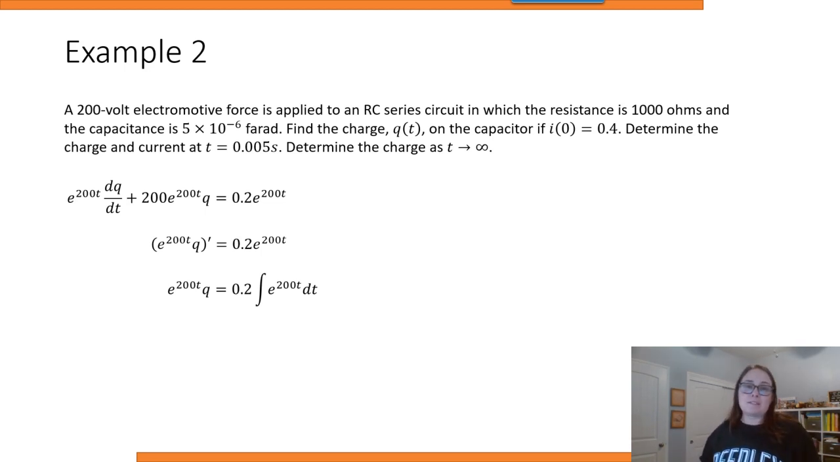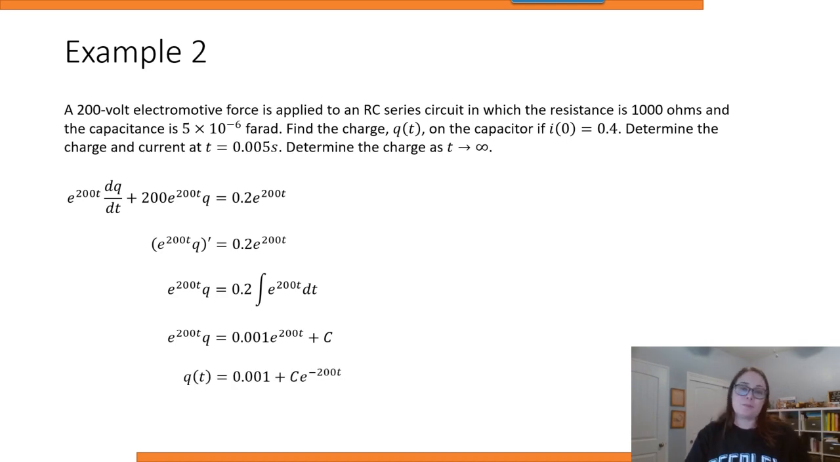Okay, if I integrate the right side, you might want to do some u substitution for that, but you should get 0.001 e to the 200t plus c for that. And I'm almost there. To solve for q, I just divide both sides of the equation by the e to the 200t. It's going to cancel out the first term and end up with an e to the negative 200t, multiplying by my constant of integration in that second term.